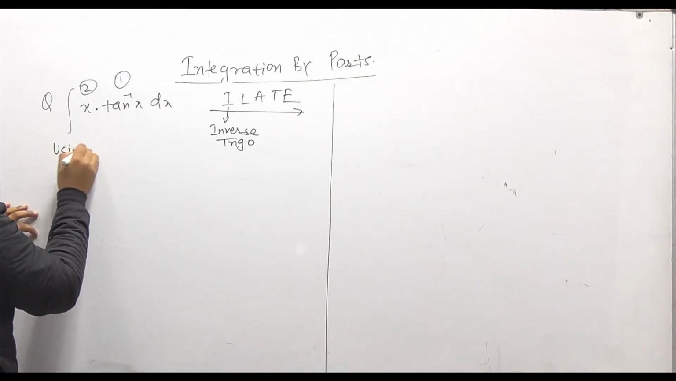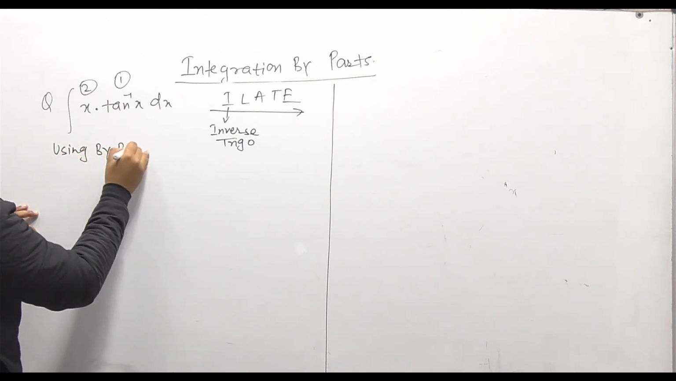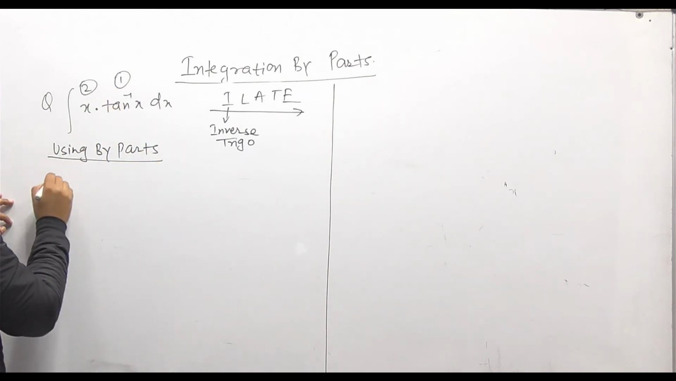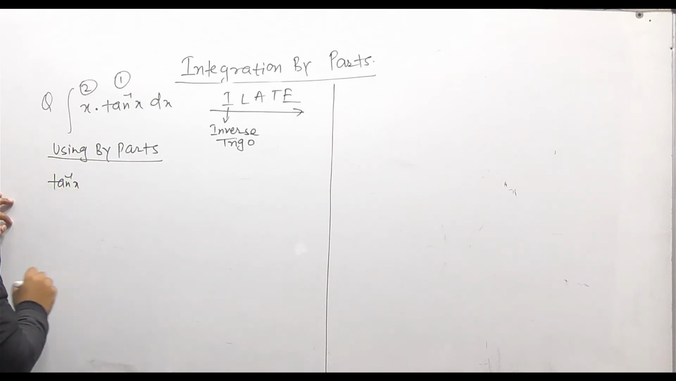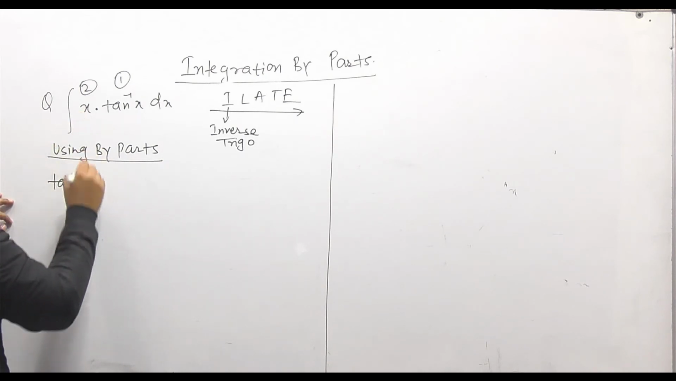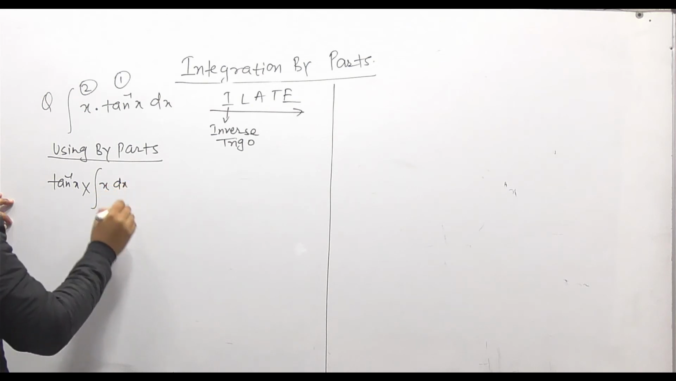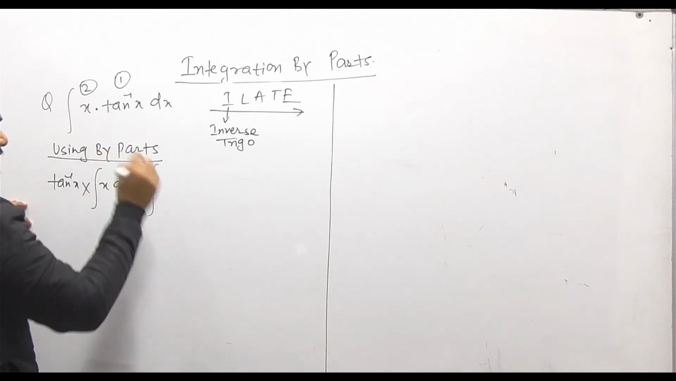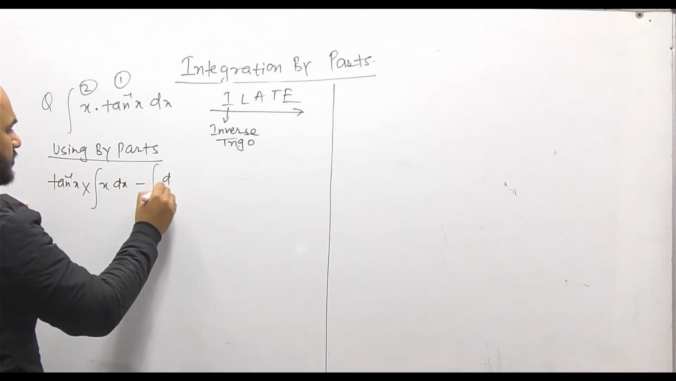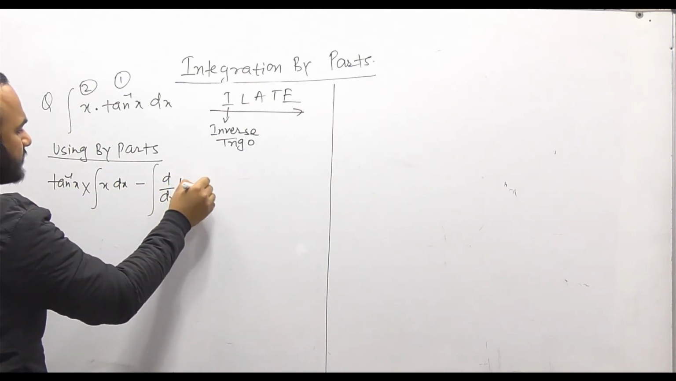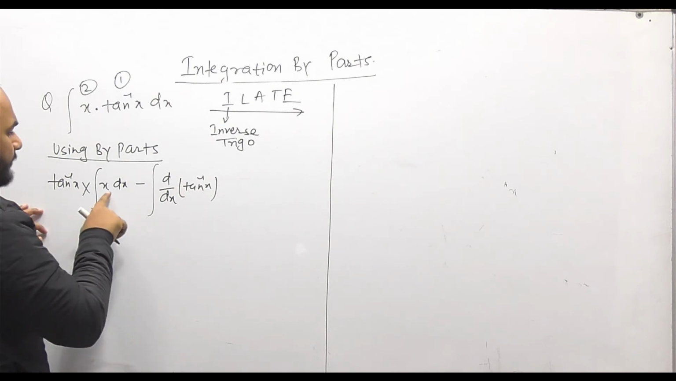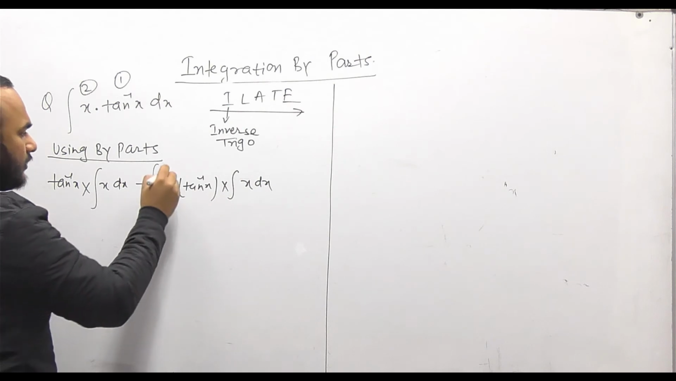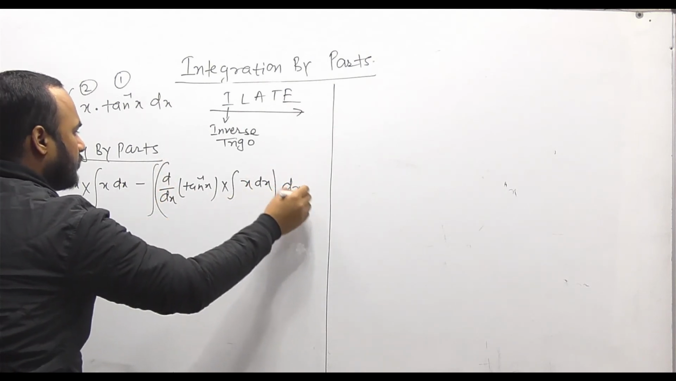So using by parts, we can write it. We have to leave the first function as it is, so tan inverse x will be as it is, into the integration of the first function, so it will be x dx, minus the derivative of the first function, which we have left earlier as it is. So the derivative of tan inverse x, and then we have to integrate the second function again as it is, x dx, as we did earlier.